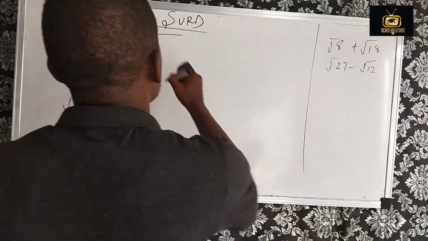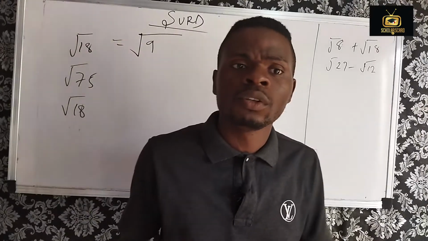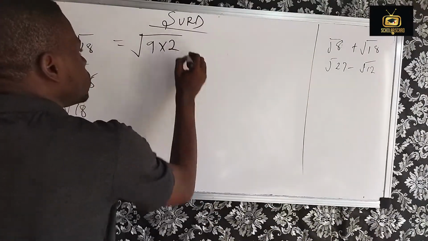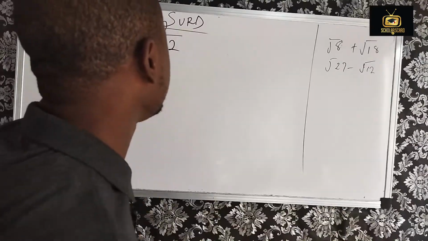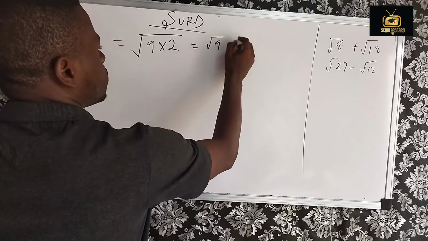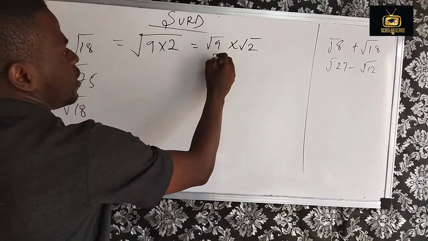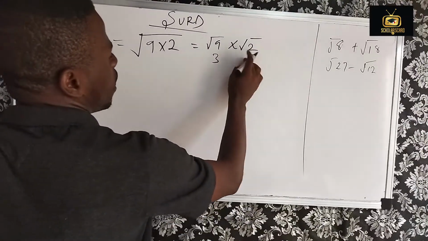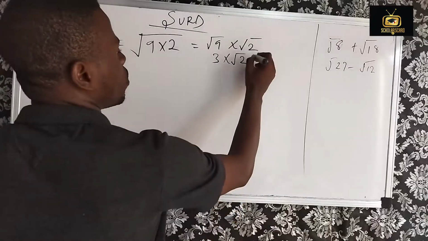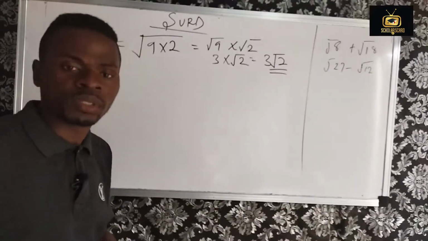Now we have 9 as a perfect square. 3 times 3 is 9. So 9 is a perfect square. 9 times 2 gives us 18. So in this place, I bring it here. I say root 9 times root 2. Now the square root of 9 will give us 3. So we now have 3 times root 2. So our answer is 3 root 2. That's the first one.